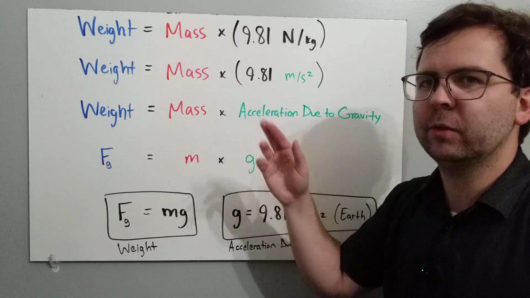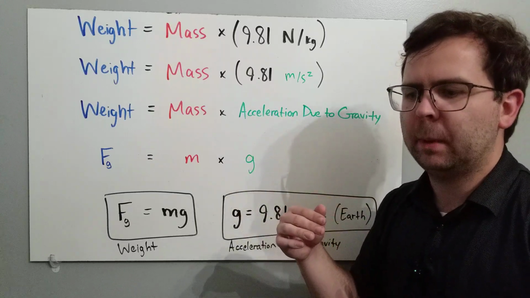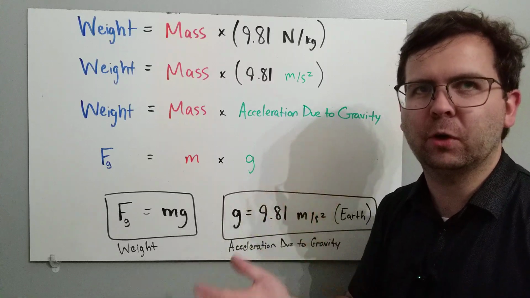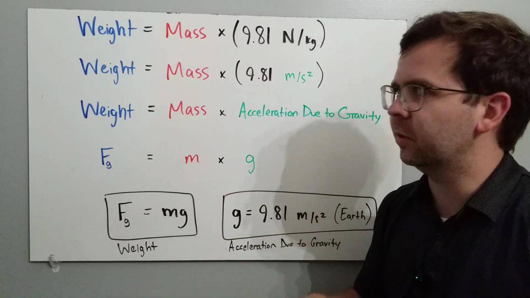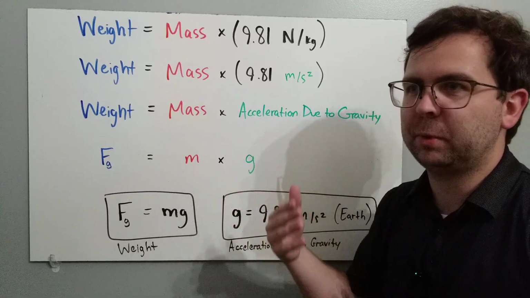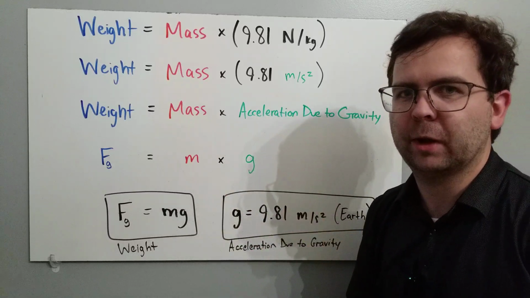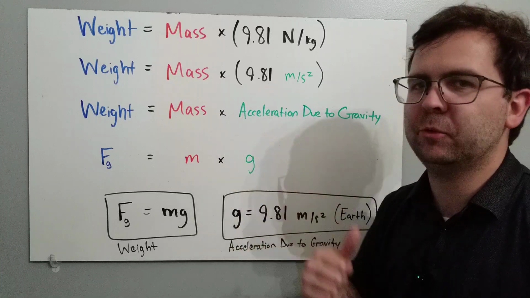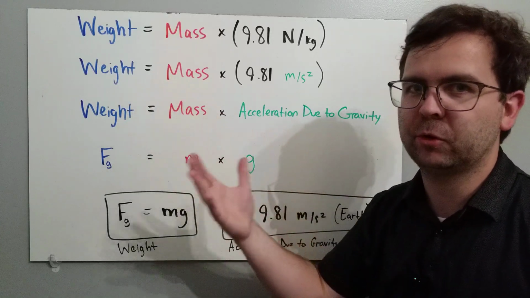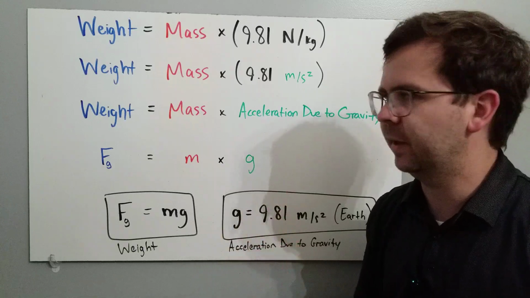And as we'll see later, this is actually the acceleration that an object experiences when it falls freely on the Earth. What that means is every second that passes, an object will gain its speed by 9.81 meters per second. So this is how quickly an object speeds up as it falls to the Earth. And that's related to the weight of an object, how much force is being pulled down on that object.